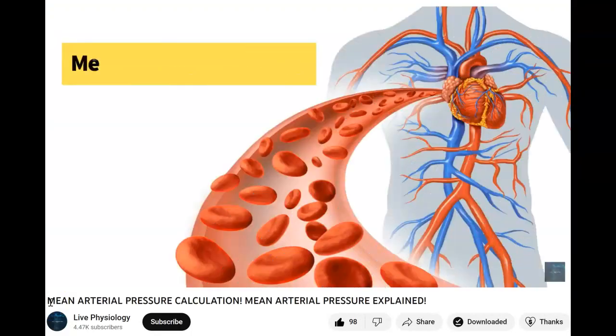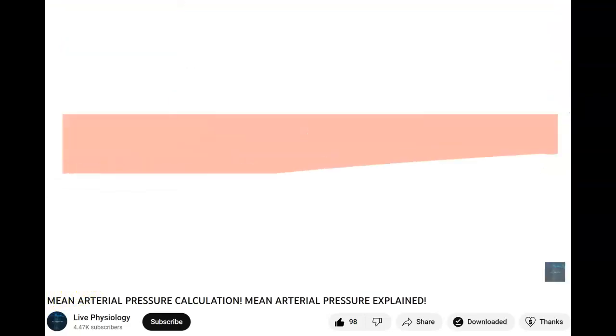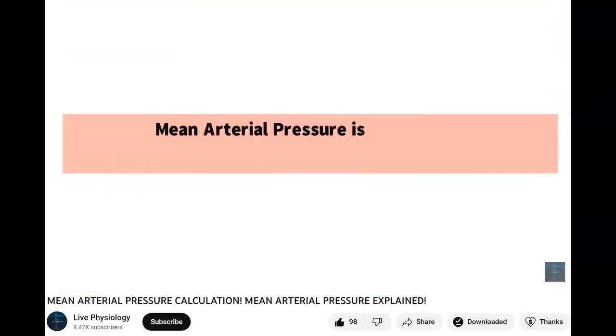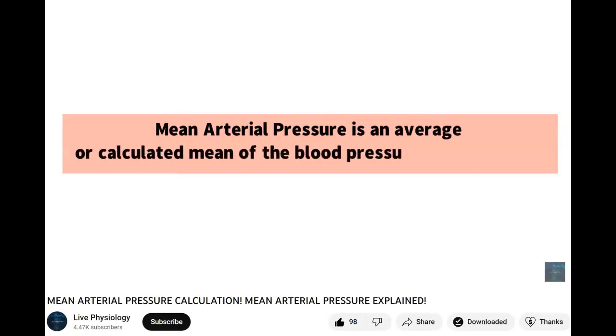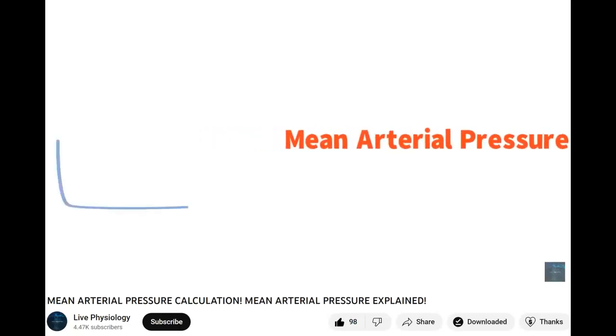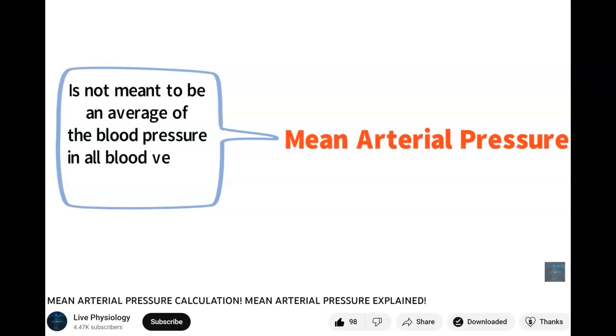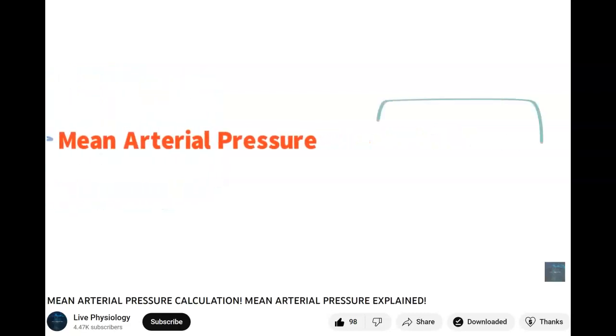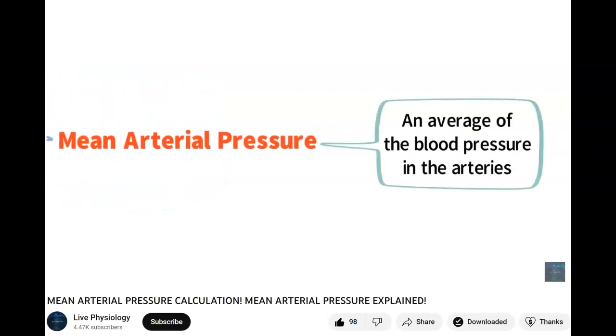This video will cover mean arterial pressure in 3 simple steps. Number 1. Mean arterial pressure is an average or calculated mean of the blood pressure in the arteries. It is important to point out that mean arterial pressure is not meant to be an average of the blood pressure in all blood vessels of the body, but rather an average of the blood pressure in the arteries.